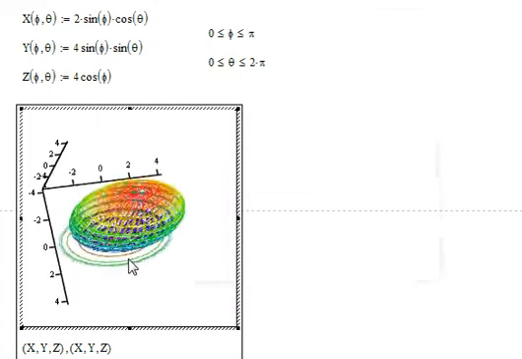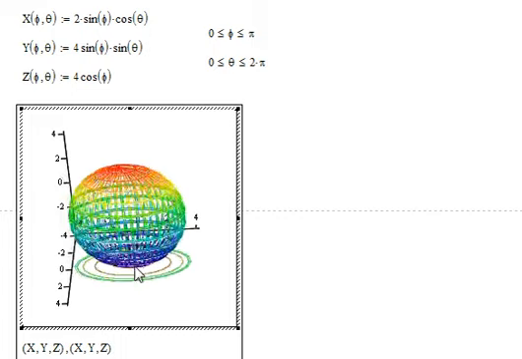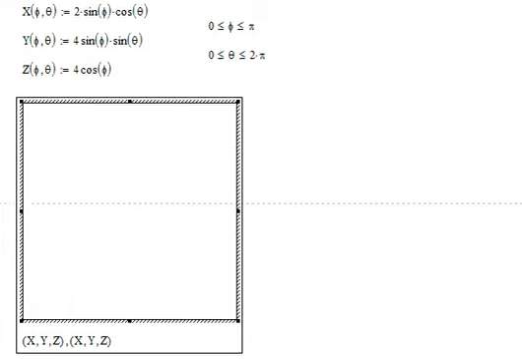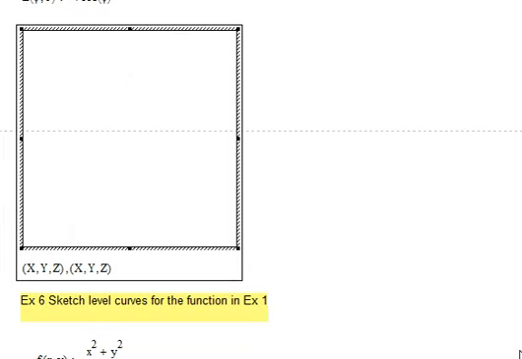But these are the level curves. At the very bottom would be the point that was going to be up here. This curve on the outside would be when z equals 0, and then when z equals 1, 2, 3, and 4 are the curves that are inside. So those are the level curves for this.